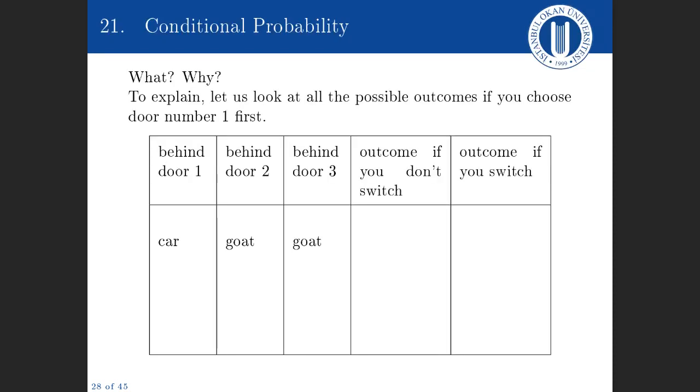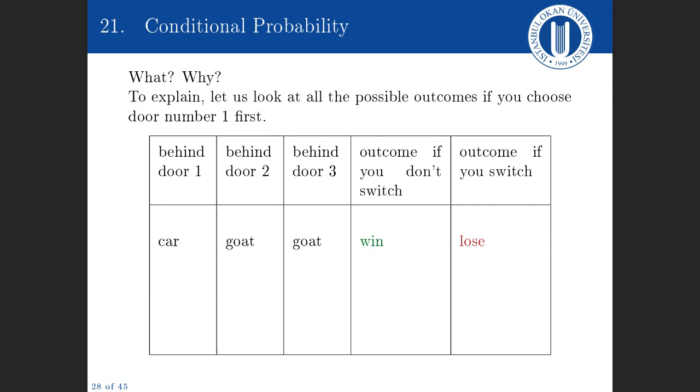There might be a car behind door number 1 and then goats behind door 2 and door 3. And let's say the host, who knows where the car is, opens door number 3 and he shows you that there's a goat behind door number 3. So now you have a choice. You can stay with door number 1, or you can change your mind and have door number 2. If you keep with door number 1, then you win the car. But if you change your mind and you say you'll have door number 2 instead, then you lose.